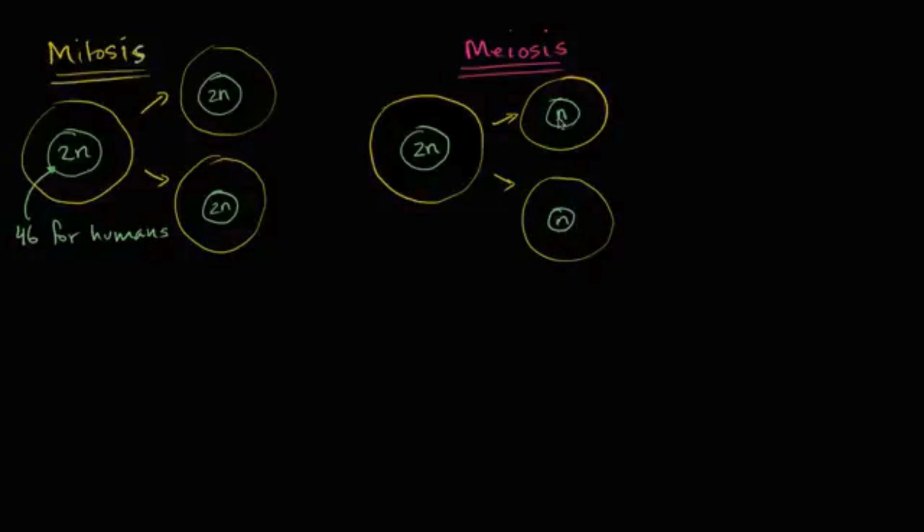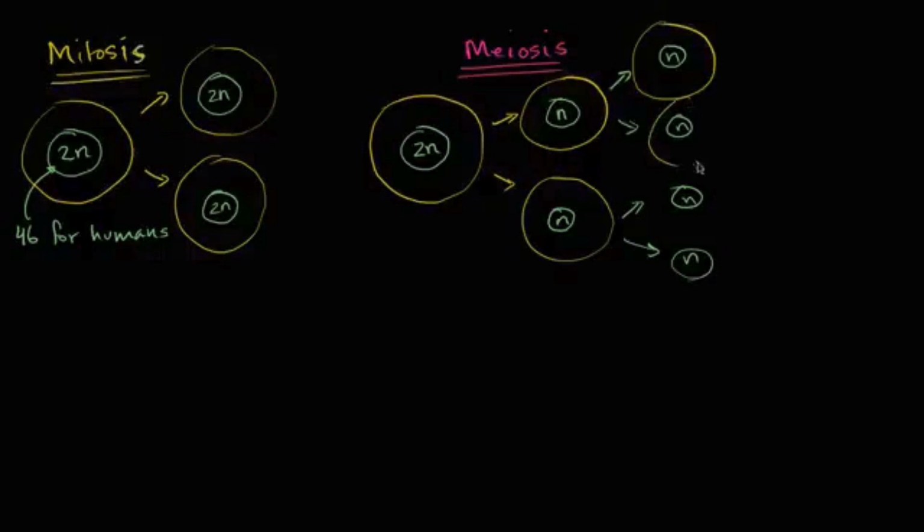Then each of these will then go through a phase, which I'll talk about in a second, which is very similar to mitosis, which will duplicate this entire cell into two. So actually, let me do it like this. So now you're going to have four cells that each have the haploid number of chromosomes. And they all don't necessarily have the same genetic information anymore.